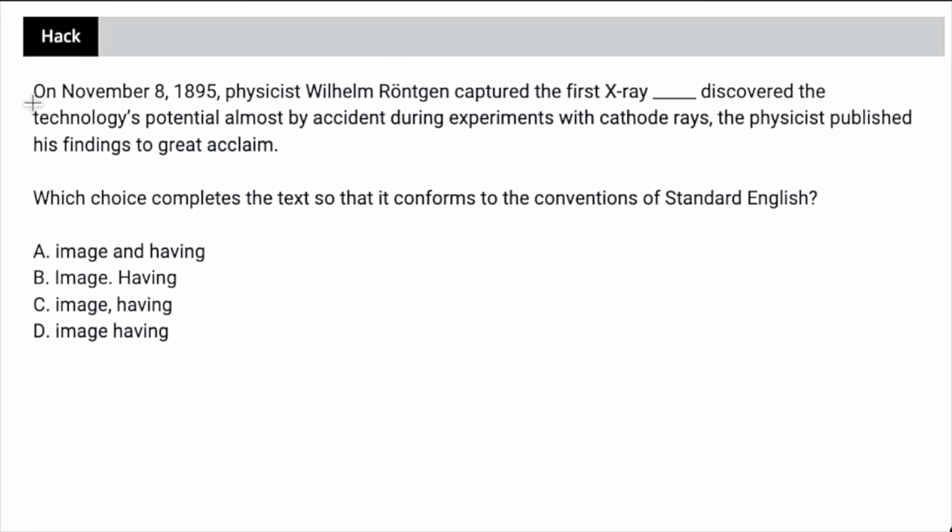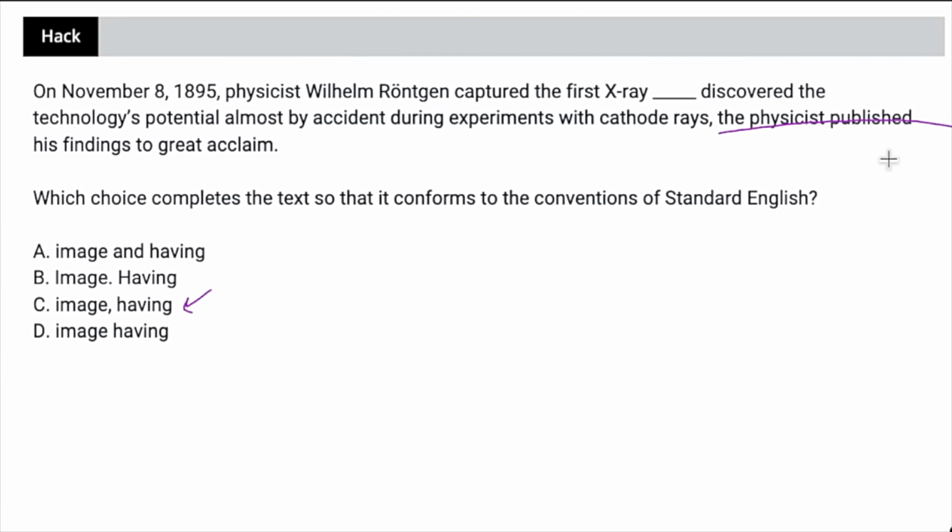But what happens is we get into it and we have on November 8th, 1895, this person captured the first X-ray image, right? And if we look at choice C, we could say, having discovered the technology's potential almost by accident during experiments with cathode rays. Boom, that sounds wonderful, right? We've got a beautiful independent clause followed by a modifier. But if we read to the period, there's another independent clause.